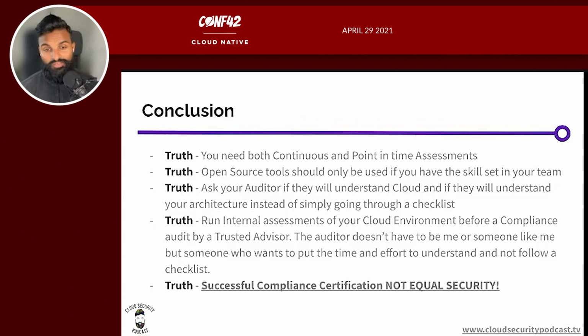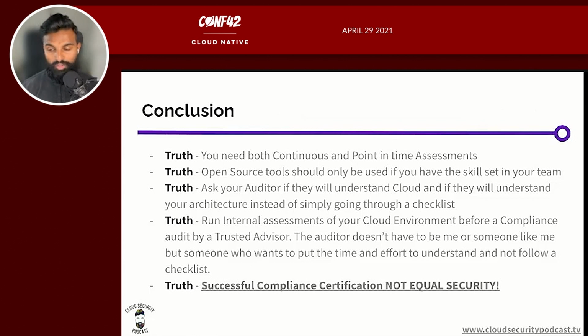Last but not the least, the one truth that I want to give away, and that's why it's in bold and underlined, is successful compliance certification doesn't really mean you're secure. It just does mean that you were able to convince an auditor that you are ticking all the boxes. So I would ask you to be honest with yourself with an audit. Now you know what the truth behind doing an assessment from an auditor perspective or a practitioner perspective is.